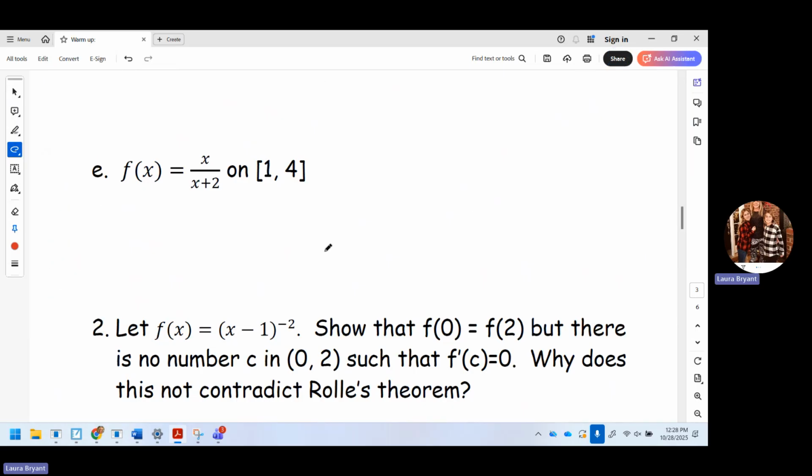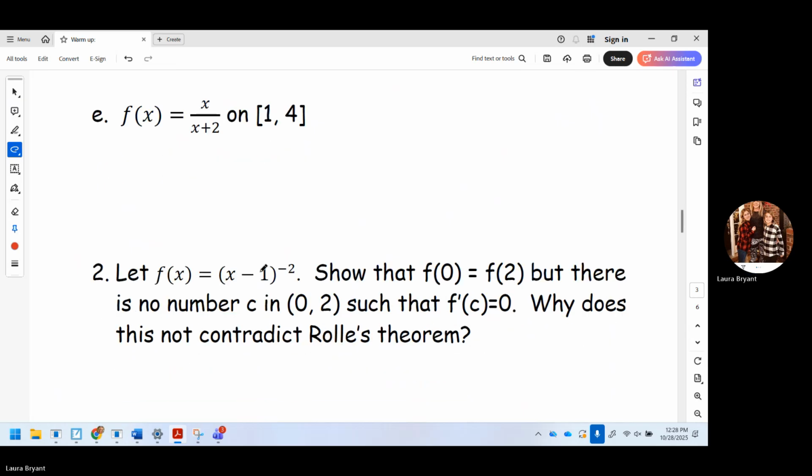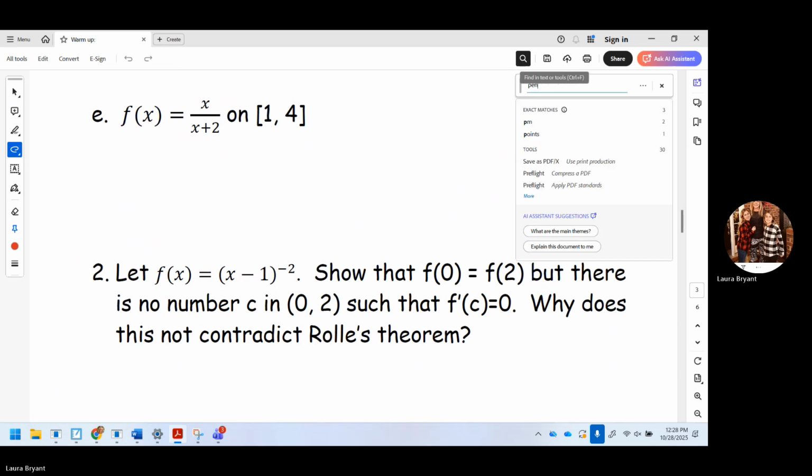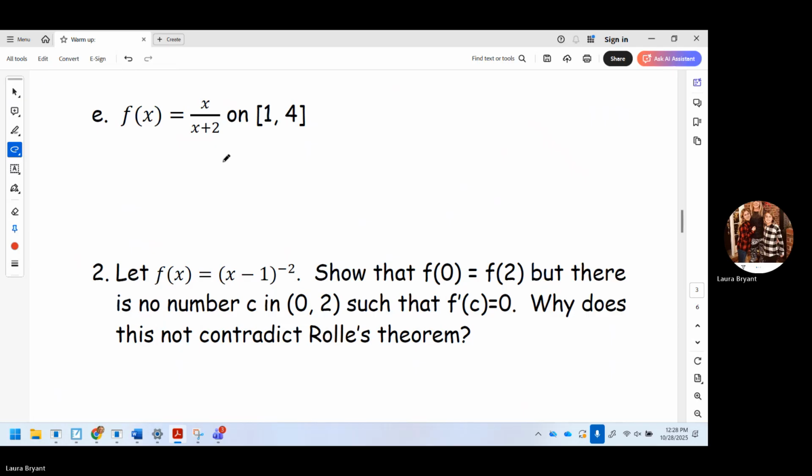Okay, so jump down to E, please. E. Okay, so we're going to start out with continuous, differentiable, and f of a and f of b. So off to the side, I'm thinking about continuous on the closed interval 1 to 4. That's what I'm trying to decide.